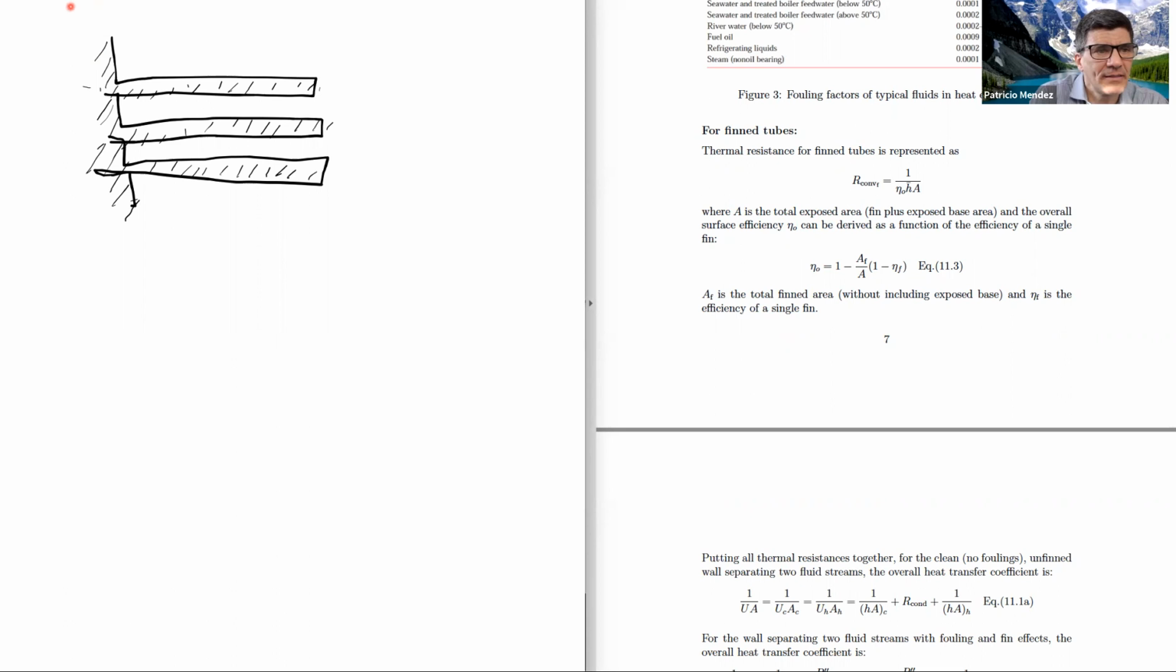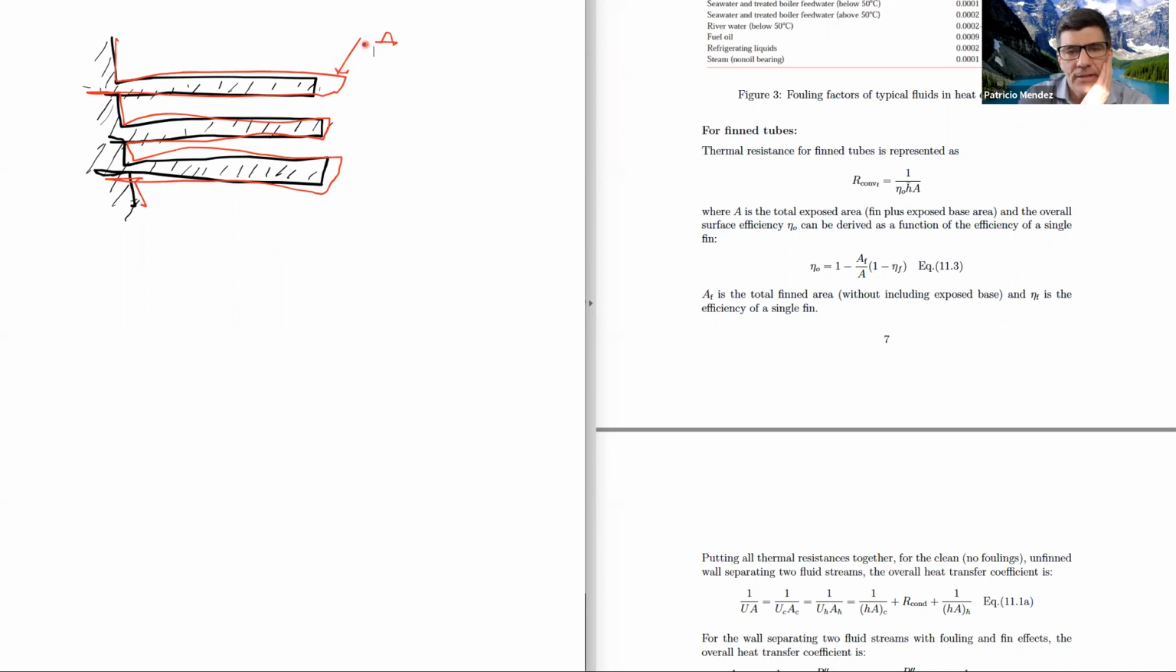So what is the area? The area is this I'm going to mark here. This area marked here is the total area of the fins, I'm marking in red. This here is the area we have.